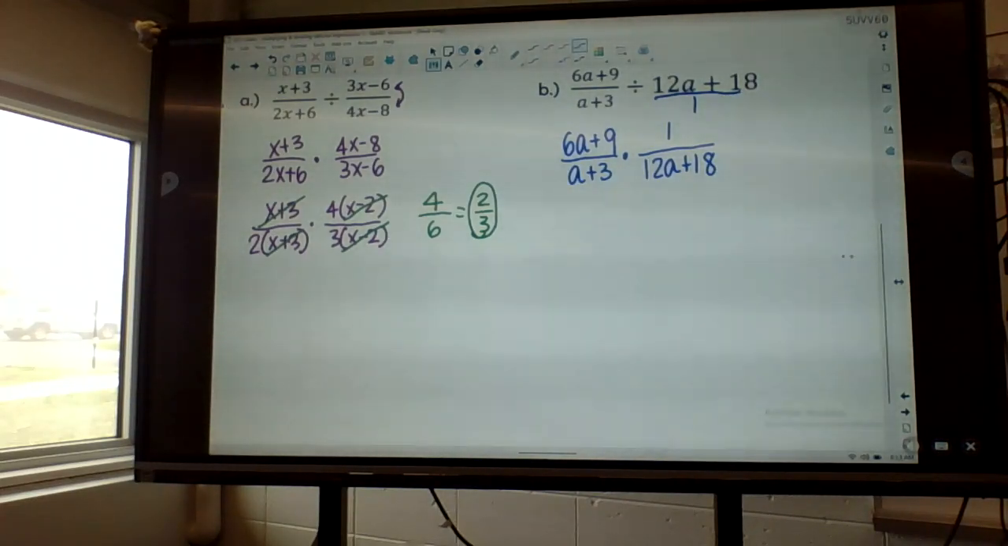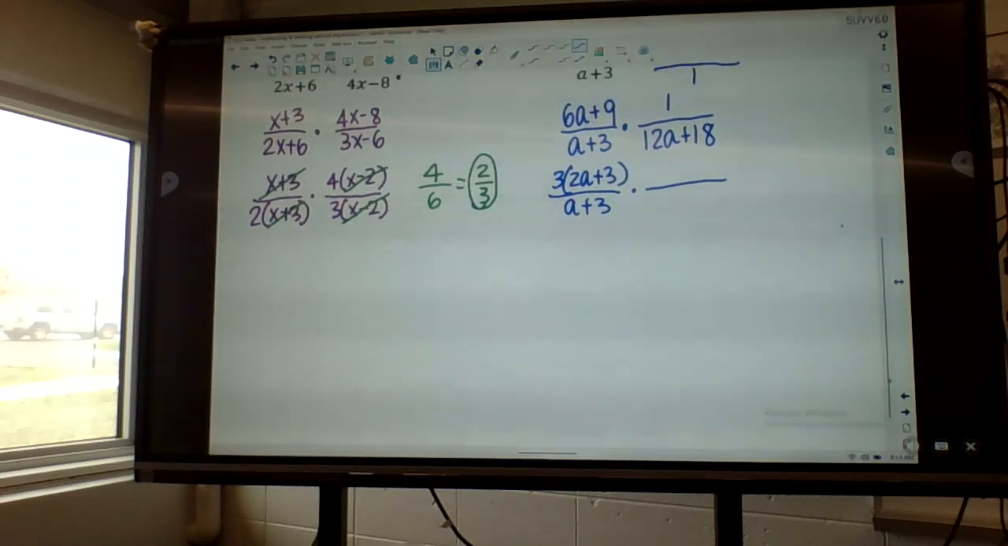Okay, so 6 and 9, we can take out a 3. And then on the bottom down here, the 12 and 18, we can divide those both by 6. Now, I talked about canceling up and down. We can also cancel diagonally like we did in the warm-up. So these two can cancel diagonally because they're identical.